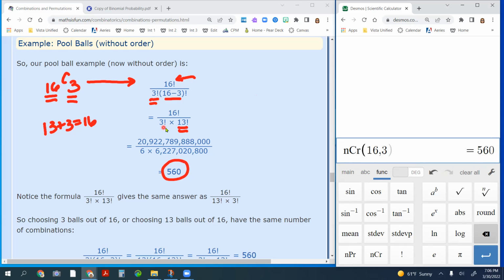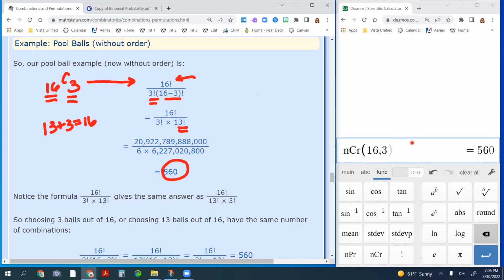Now, since on the bottom we have a 3 factorial times a 13 factorial, this is not going to be any different if we have the following: instead of having the 3 factorial first, we have 13 factorial and 3 factorial. That is going to be 16 choose 13. And so if I do 16 choose 13, you see I end up with the same answer.